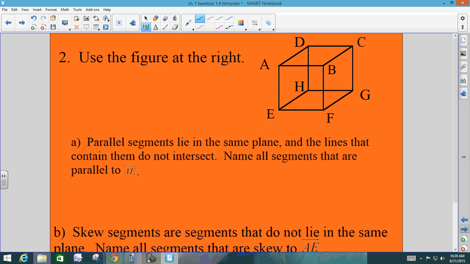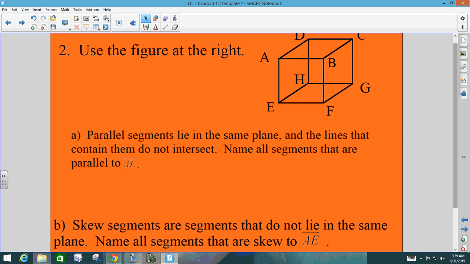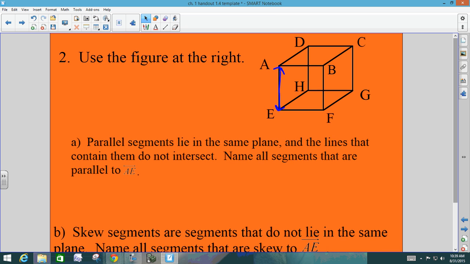Number 2 at the bottom there, using that figure. Part A says, name all segments that are parallel to line AE. Here's line AE. We need to find all the segments in this diagram that are parallel to AE. Brady, you got one? DH. JC. BF.